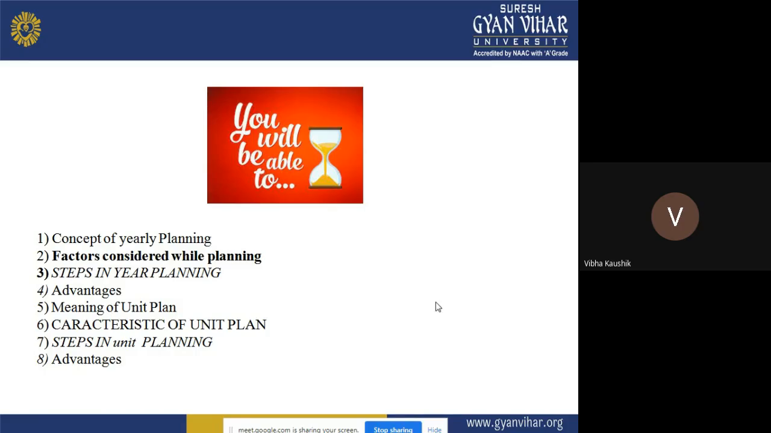Something else you have to keep in mind if you are making a yearly plan. Steps in year plan: what are the different steps in preparing a year plan? Advantages: what are the advantages of a year plan? Meaning of unit plan: what is the meaning of a unit plan? Characteristics of unit plan: what are the different characteristics of a unit plan? Steps in unit plan: the different steps you will use if you are preparing a unit plan. Advantages: what are the advantages of a unit plan?